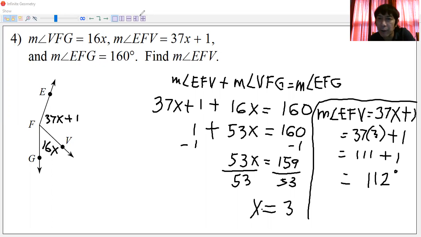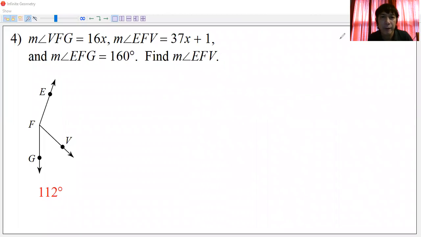This is the required measure of EFV, as in victory. All right, so the red answer is over here. That confirms our answer. All right, so that goes to our fourth example. Let's continue with the next problem.